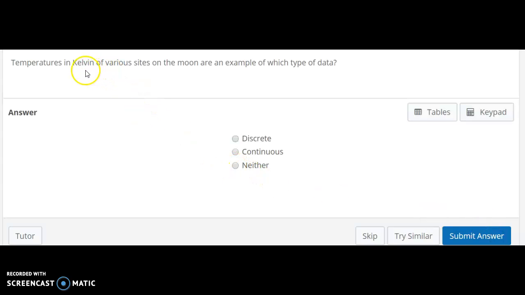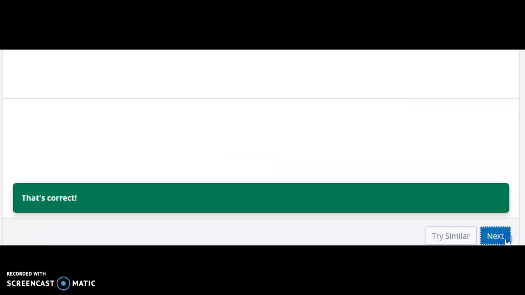Temperatures in Kelvin. So this does have a meaningful 0, and temperatures, even 3.22226 is a valid temperature. So because of that, we can go at basically any number in between there, not just 2 degrees Kelvin or 3 degrees Kelvin. So that would be continuous.